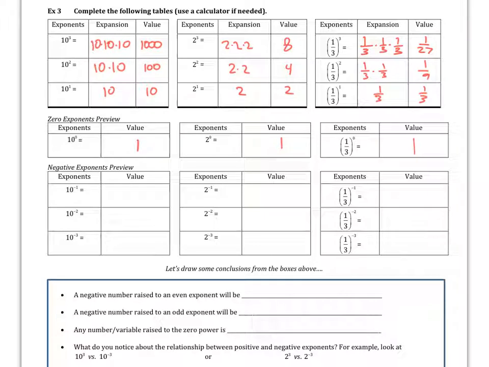So anything to the 0 power is 1. And actually that goes in the box here. Any number or variable raised to the 0 power is equal to 1. Okay, that's a nice rule to know.